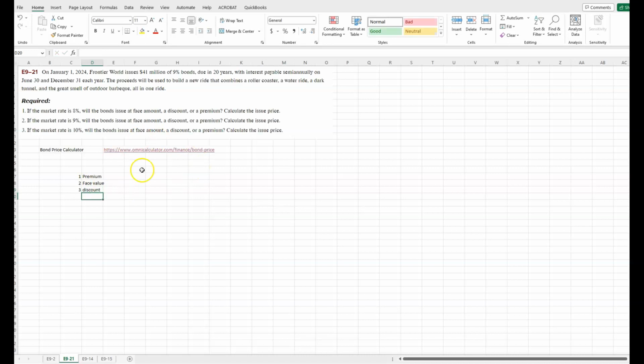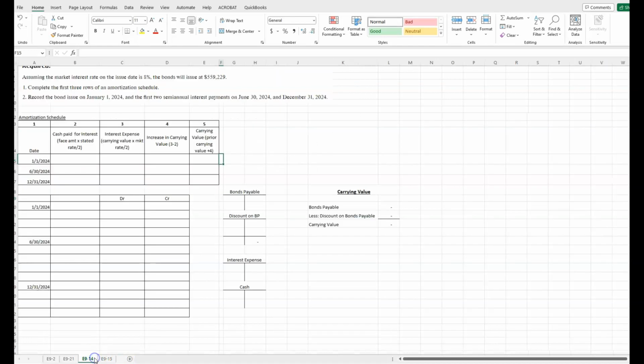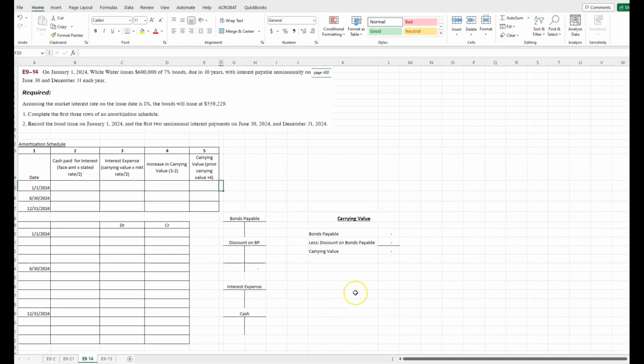So you can actually check those by using this calculator. You need to be able to do this part. You don't need to be able to calculate the issue price, but you need to know whether a bond will issue at a face amount, a discount, or a premium given the 2 rates. Okay, now let's actually do some entries here.